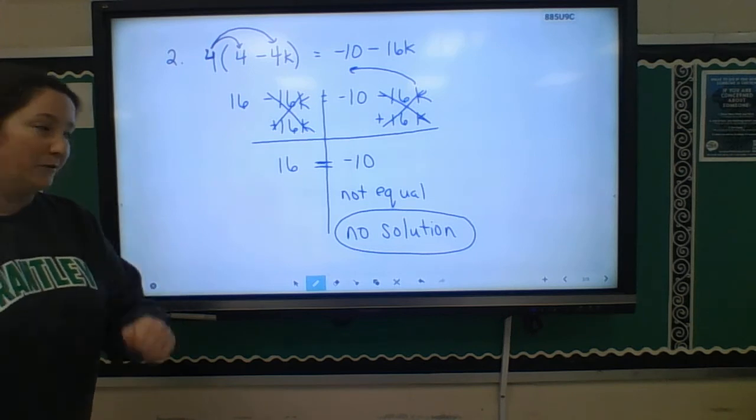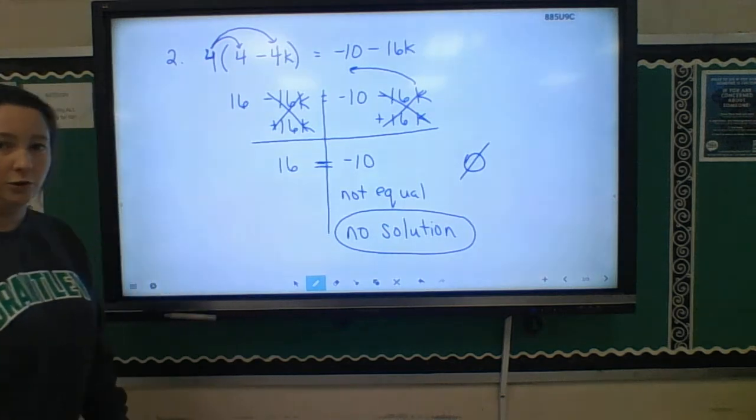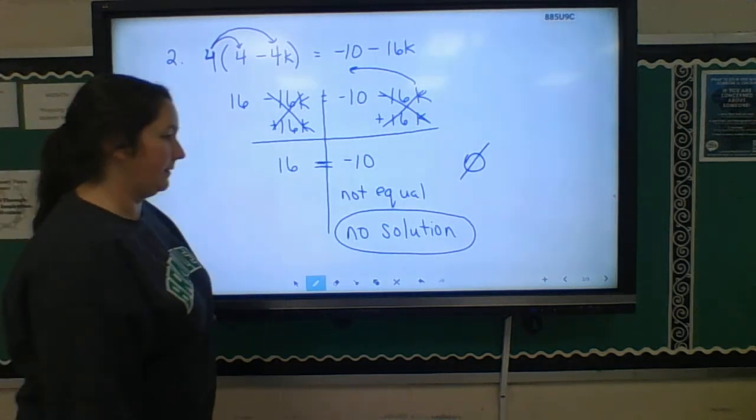You may see a symbol for that, and it is a circle with a line through it. Just a quick little symbol. All right.